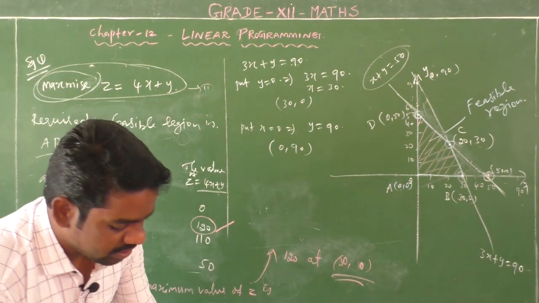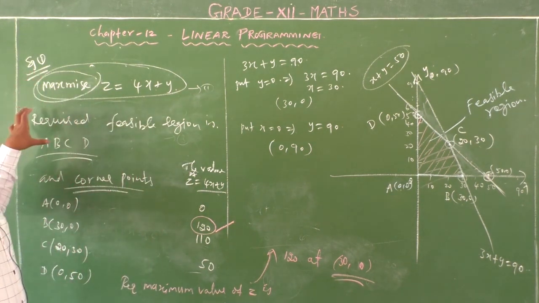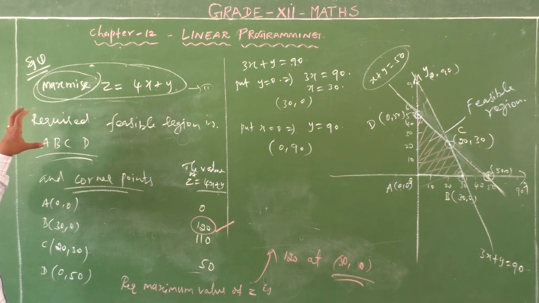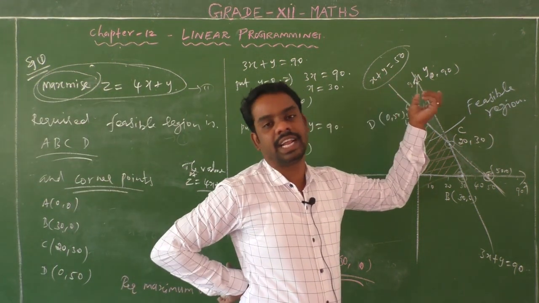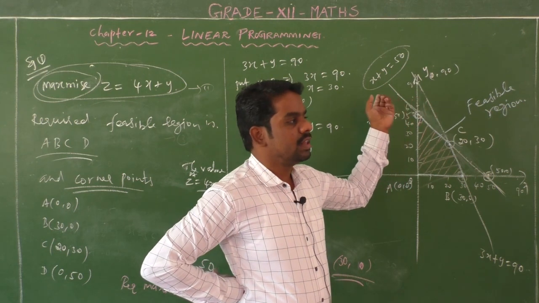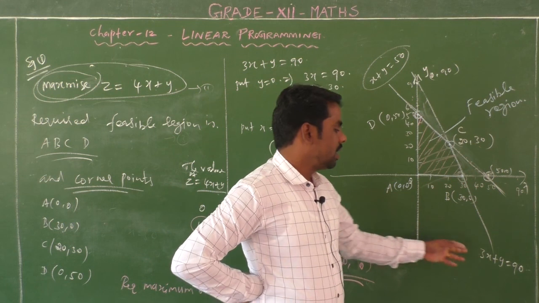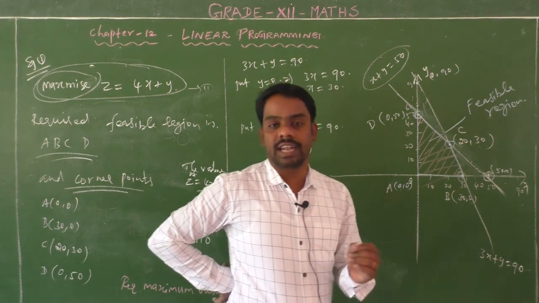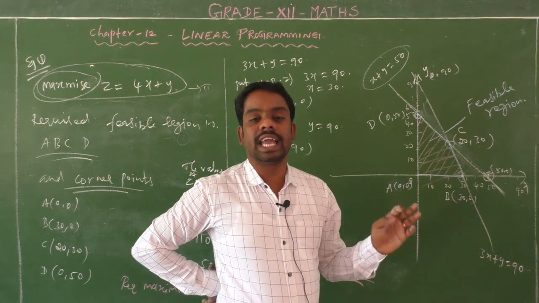Okay, listen students, very easy question. First of all, note the objective function and the constraints given. First you draw the constraints. x plus y is less than or equal to 50 is the given inequality, so you draw the line x plus y equal to 50. And the second constraint, 3x plus y is less than or equal to 90, so you draw the line 3x plus y equal to 90.